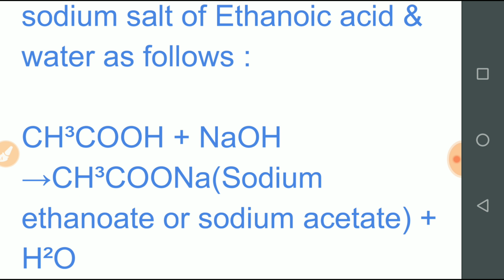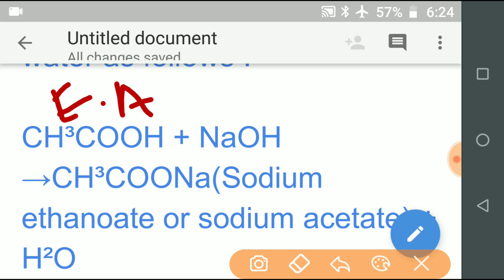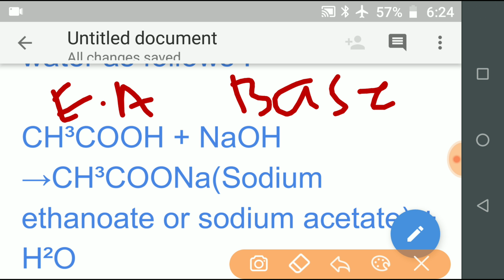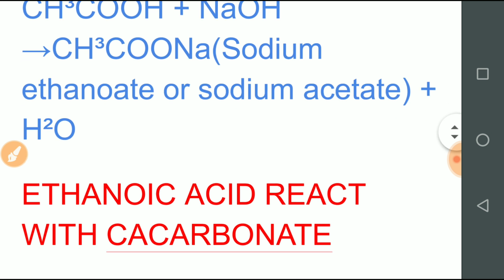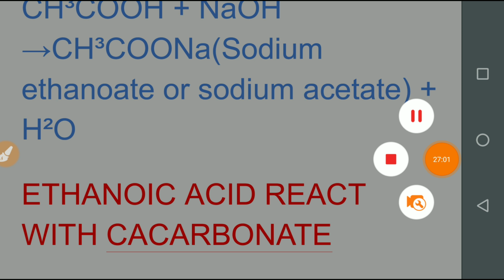CH3COOH plus NaOH. Dear friend, CH3COOH is ethanoic acid. Ethanoic acid reacts with the base to give rise to sodium ethanoate, or sodium acetate: CH3COO minus Na plus, and water, H2O, is also released. So this is the reaction showing ethanoic acid with a base. Now let us discuss one more reaction, that is, reaction with carbonate. Ethanoic acid reacts with carbonate.